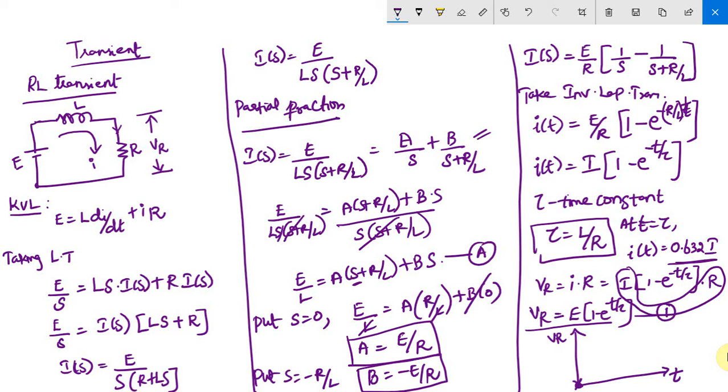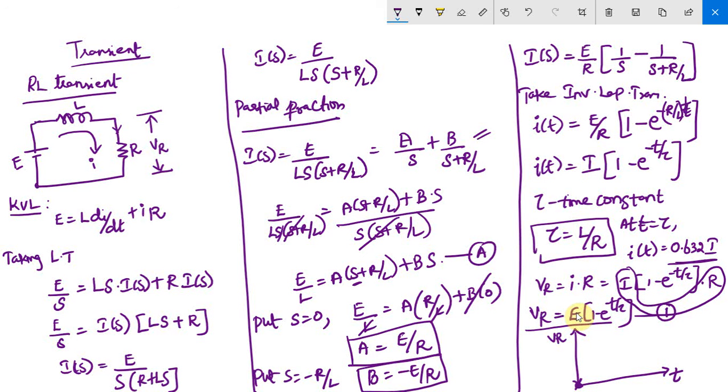Now substitute t equal to infinity. So substituting t equal to infinity, what happens to the e power minus infinity? It becomes 0. So what is your VR? VR will be equal to E, because this term becomes 0. So E into 1, it becomes E.